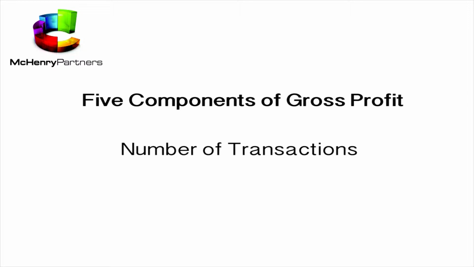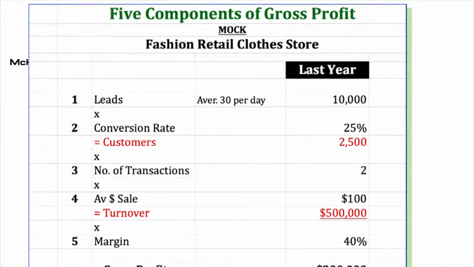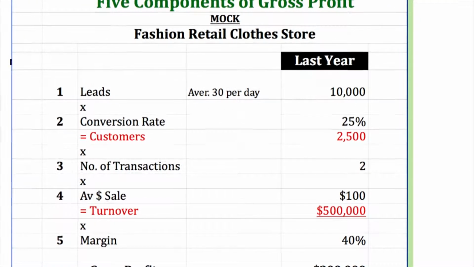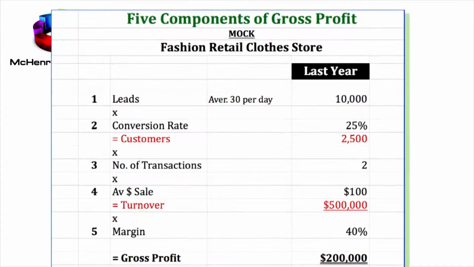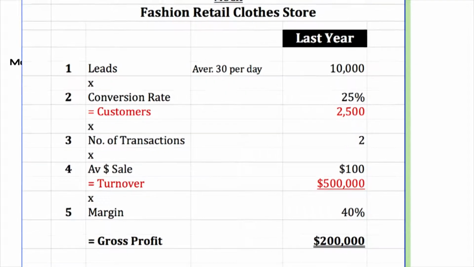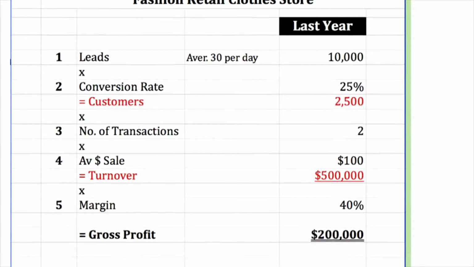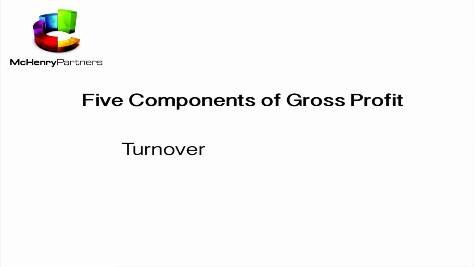Number of transactions. MOC's customers might buy weekly, monthly, or occasionally. It's important to understand how often, on average, your customers buy during the year. MOC's records have shown that their customers will on average buy twice during the year. Average dollar sale. By dividing the total sales of $500,000 by the total number of individual sales processed, MOC has calculated that their customers on average spend $100 per transaction.